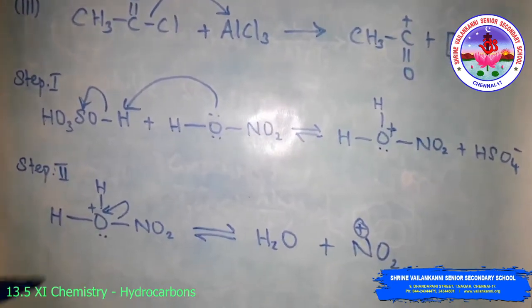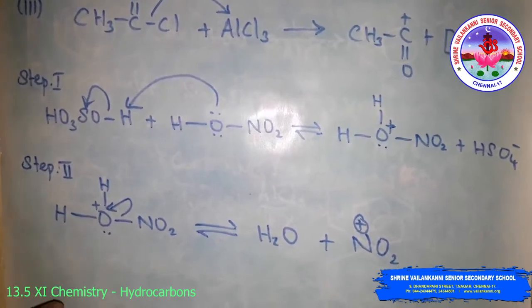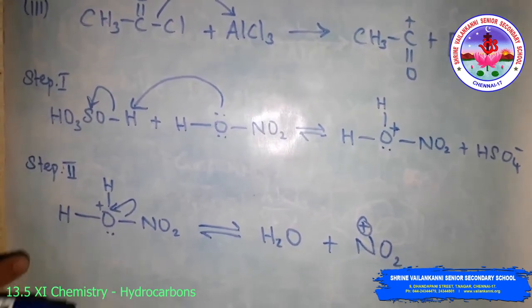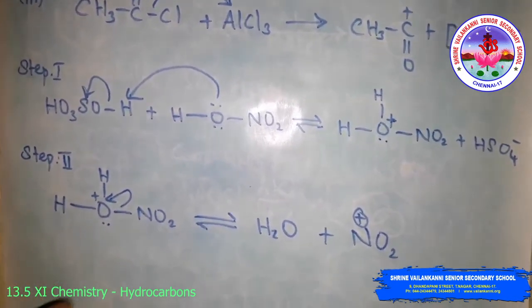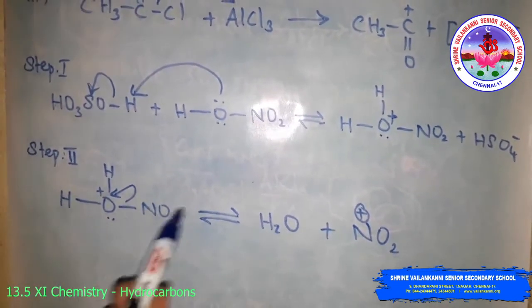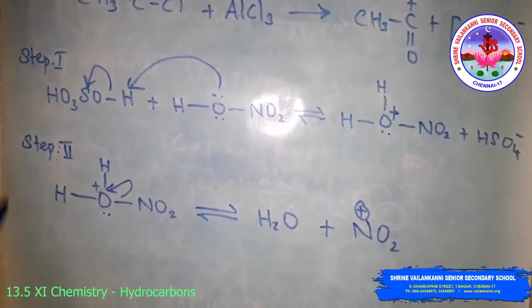So it is interesting to note that in the process of generation of the nitronium ion, sulfuric acid serves as an acid and nitric acid as a base. So it is a simple acid-base equilibrium, we call it simply an acid-base equilibrium.